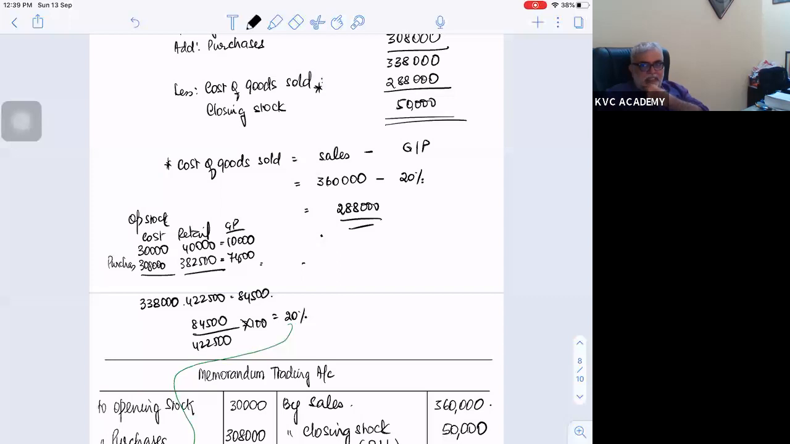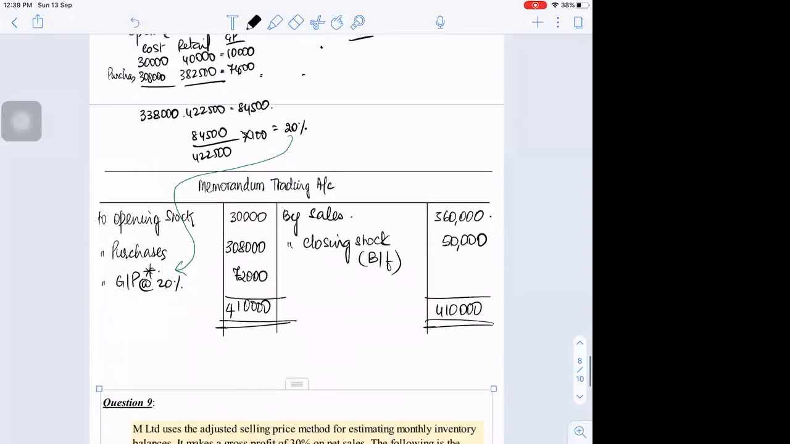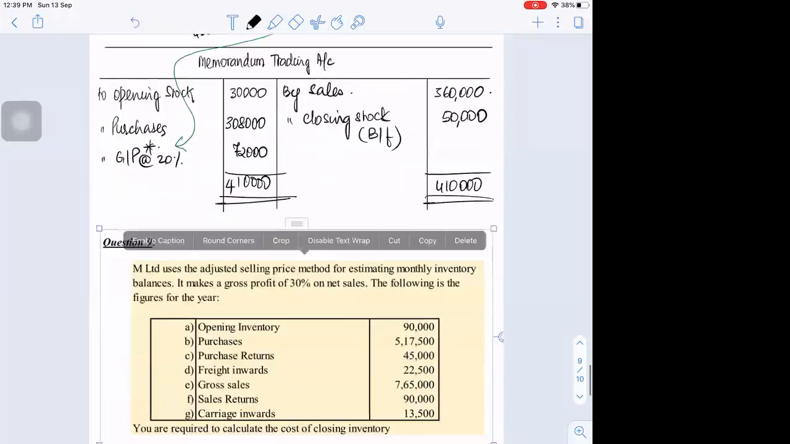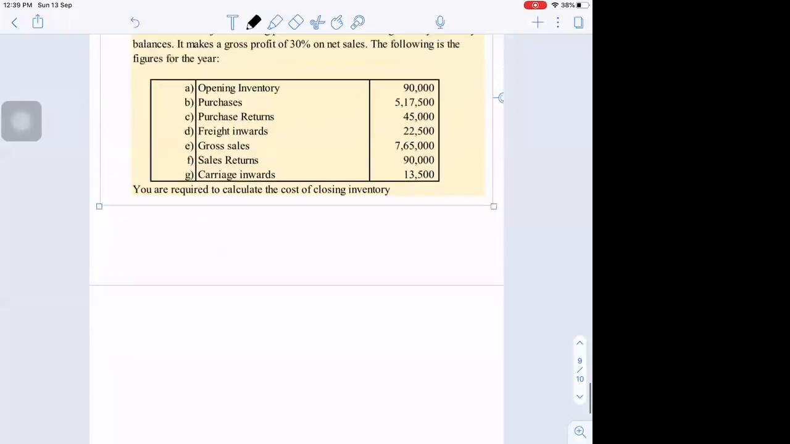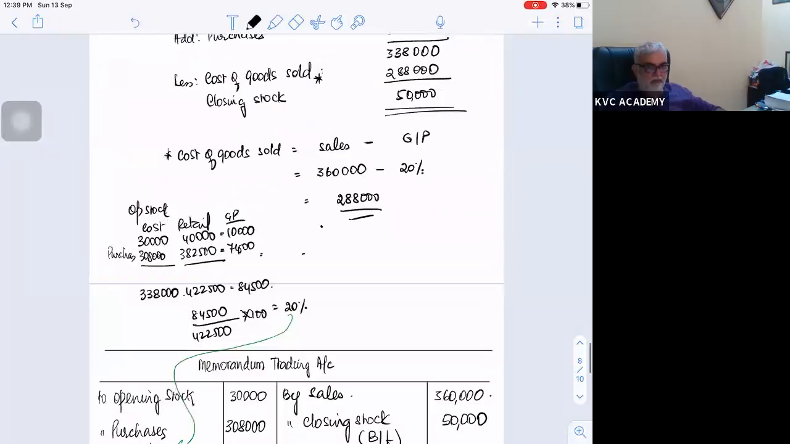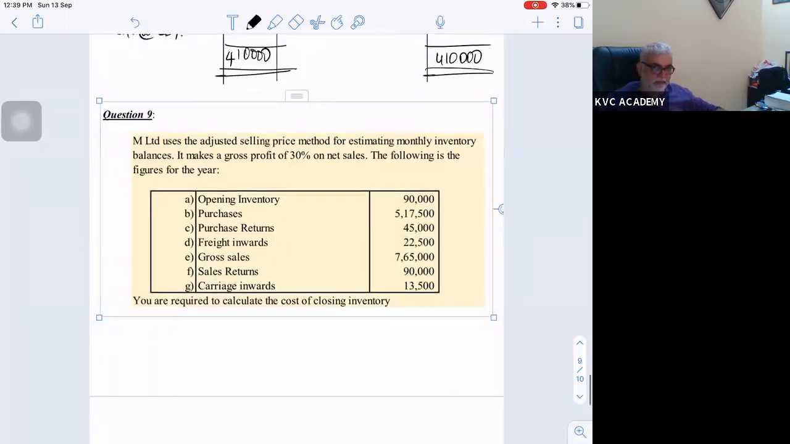Suraksha has come out with an answer already. Very good, Suraksha. Let me see. I haven't done it. Oh. Answer of Diksha and Suraksha don't agree. Let's see.